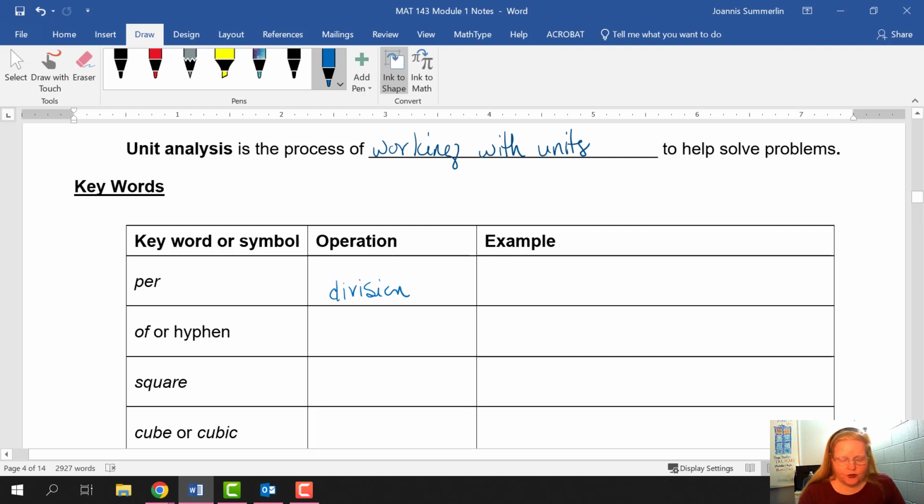For example, you'll have miles per hour. Whoa, stop jumping. Why are you jumping? I don't like it. I know what that is. Hold on just 1 second. Let me see if I can move this out of the way.